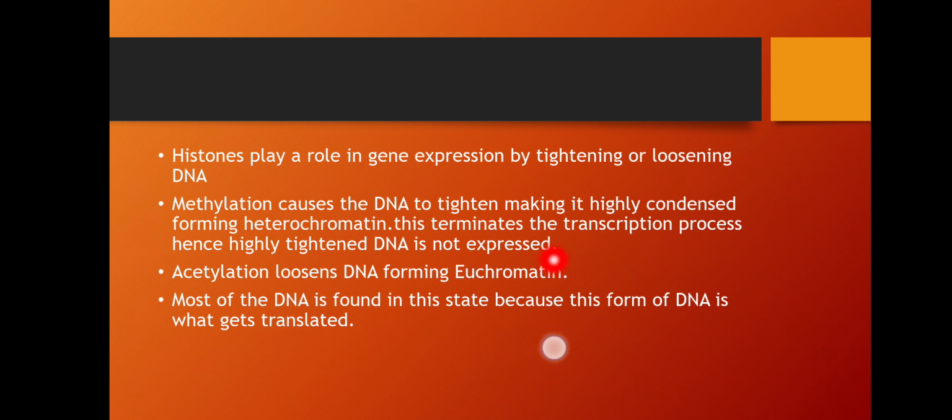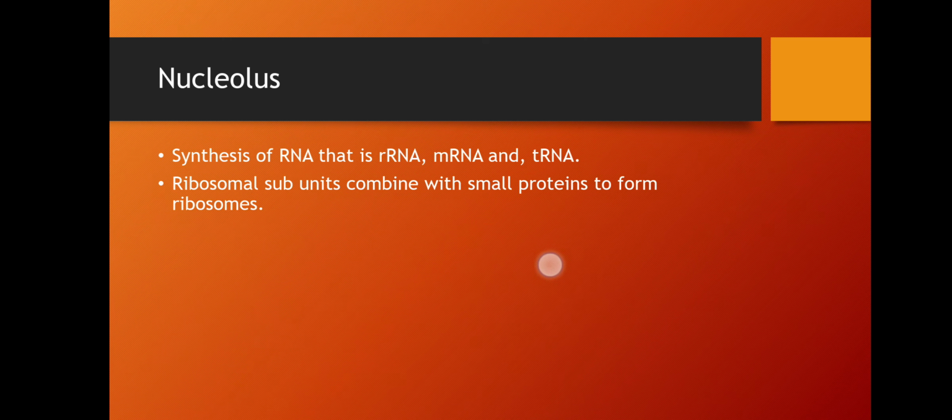Tightened DNA is not expressed. Loosened DNA is expressed. So most of the DNA is found in the euchromatin state, the loosened state. Why? Because this is the form of DNA that gets translated. It's the one that gets translated to form actual proteins. It is the euchromatin.